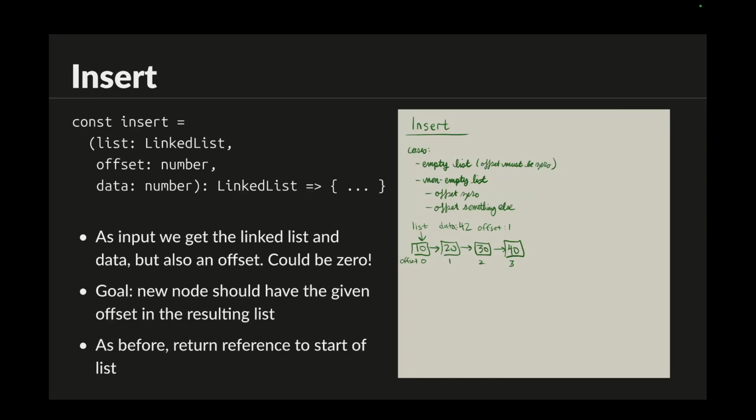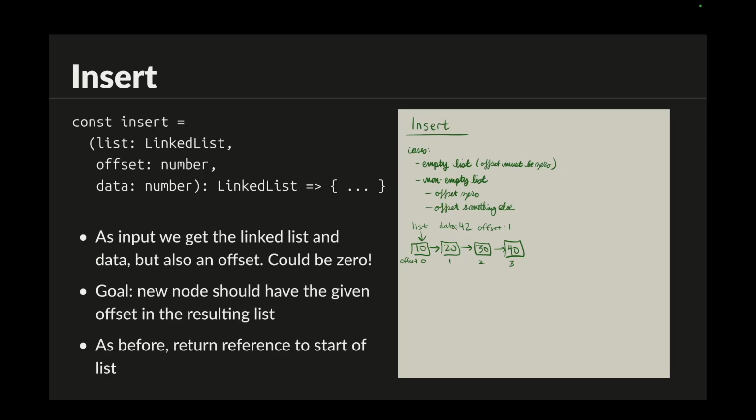When we insert data, we're given the list and data as before, but also an offset. We're going to make a new node that will be placed into the list so that it lives at the given offset after the process is all done. And then we'll return the start of the list, which might be different if the offset happened to have been 0.